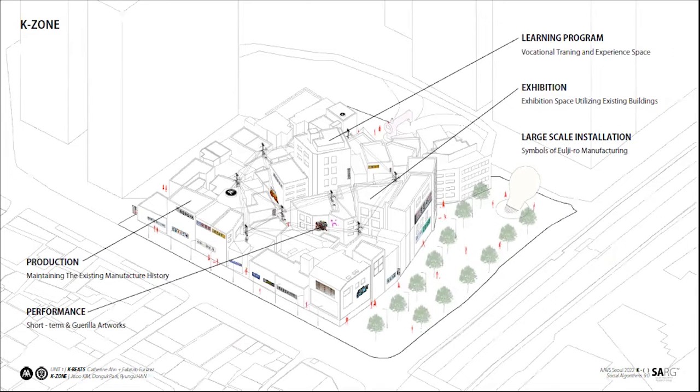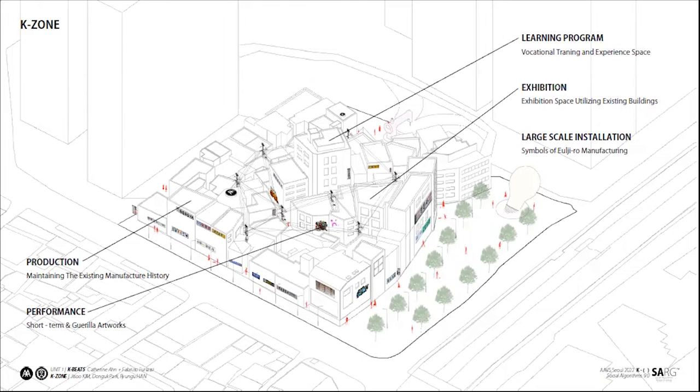The first is production. Existing stores can be operated as they are so that the manufacturing history of Uljiro can be continued. The second is learning. Craftsmen in Uljiro provide vocational training and experience space. The third is exhibition. By utilizing existing buildings, various spaces become exhibition rooms. The fourth is performance, short-term or guerrilla artwork that anyone can participate in. The last is large-scale installation.